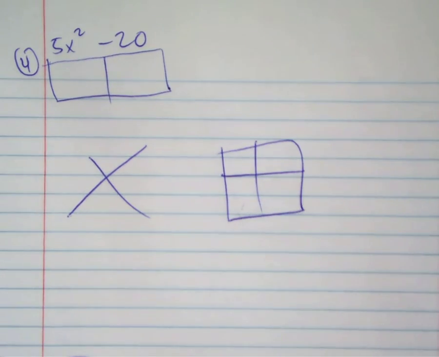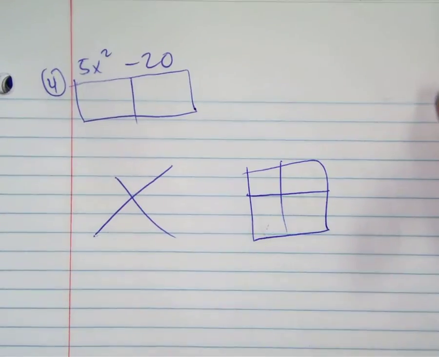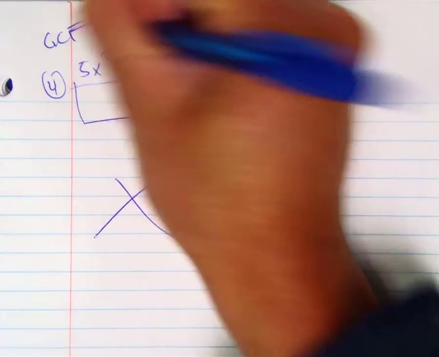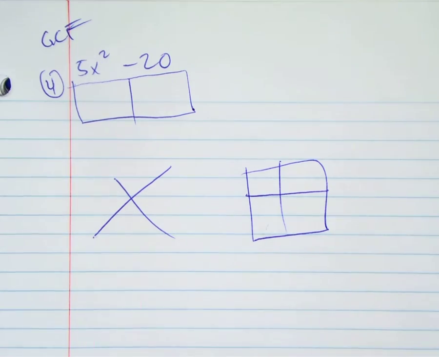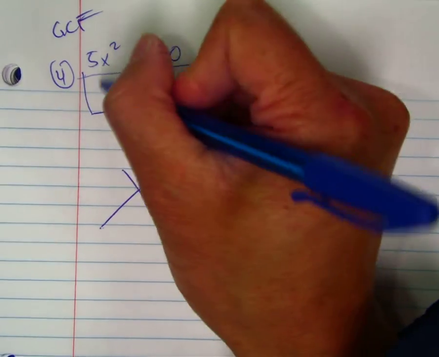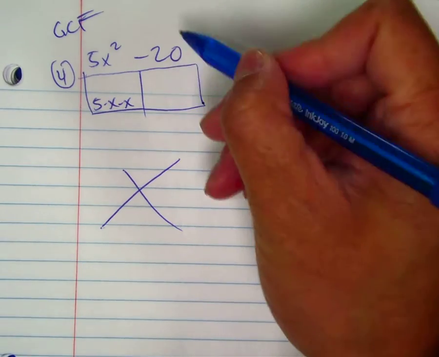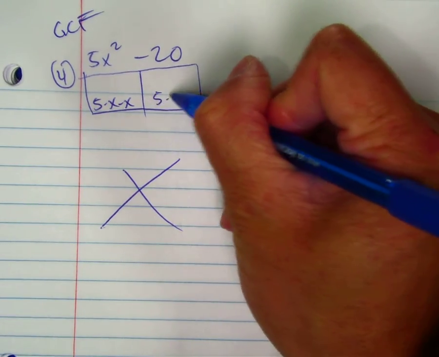All right, so let me go over this question. Number 4. The first thing I'm going to do always is think of a GCF. A GCF is greatest common factor. For the greatest common factor, I'm going to break these up into factors. Ignore the math operation. And I have 20 here, which is 5 times 4.